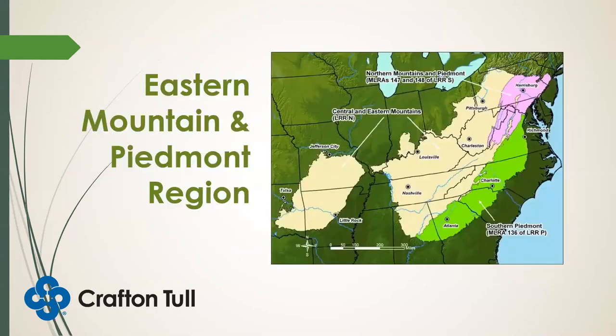But here is a map of the Eastern Mountain and Piedmont region. As you can see, it does cover a lot of the Eastern United States and then the interior highlands of Missouri and Arkansas.